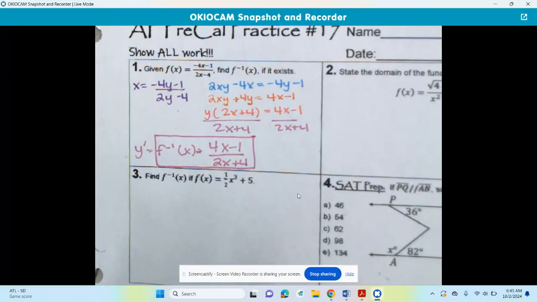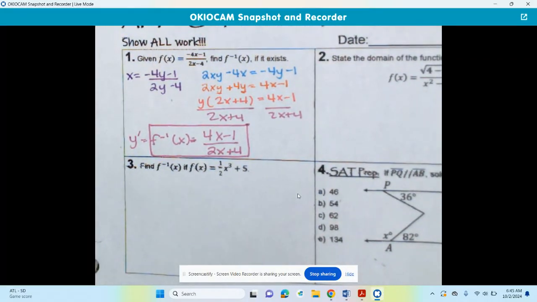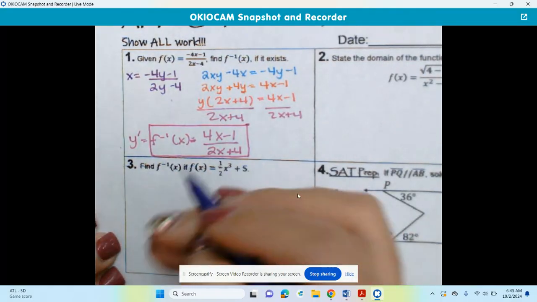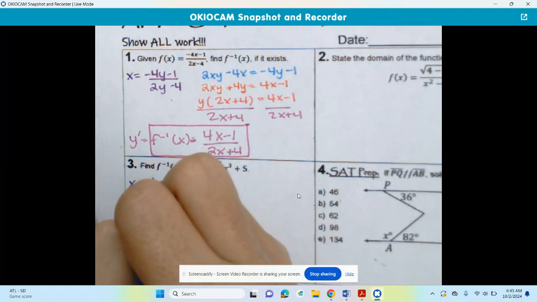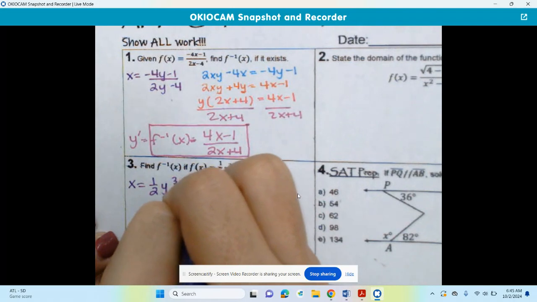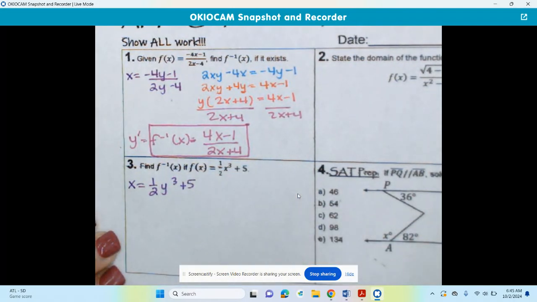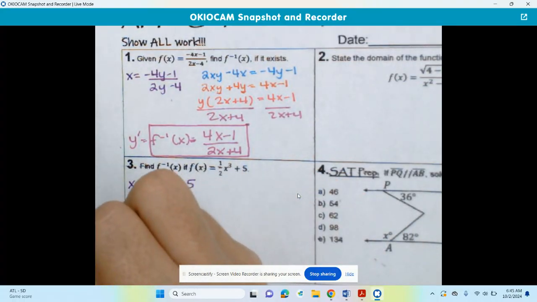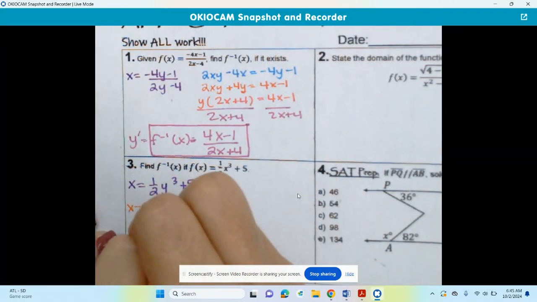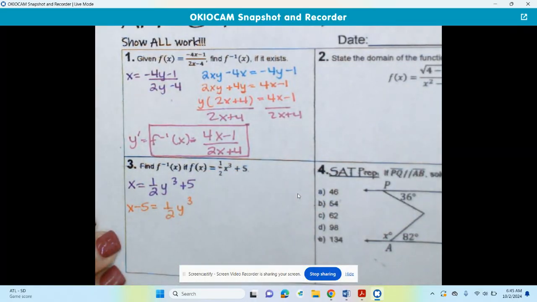All right, so in that same idea, I'm going to go ahead and go down here and do number 3. We're doing the same thing here. We're switching y and x. So this is going to be x equals 1/2 y cubed plus 5. All right, so from there, now we're going to start getting y by itself. So I'm going to move the 5 first. Multiply by the 2 next. So that's going to give me 2 times x minus 5 equals y cubed.